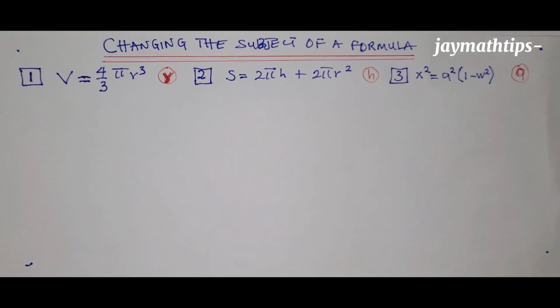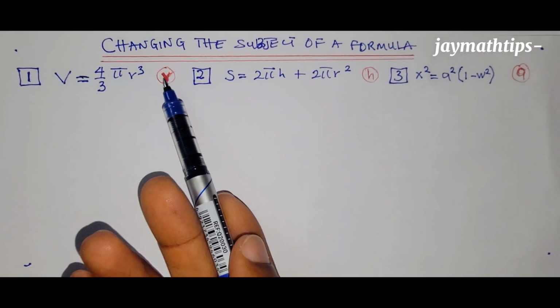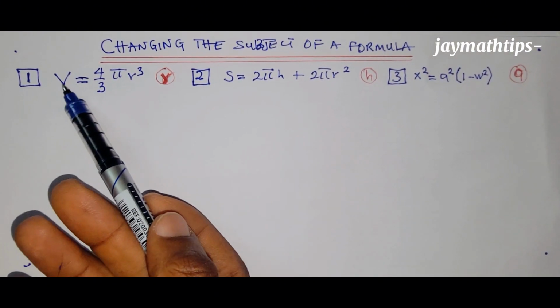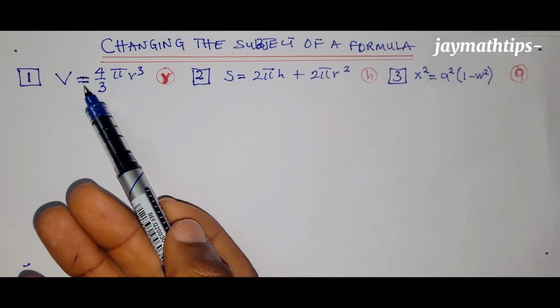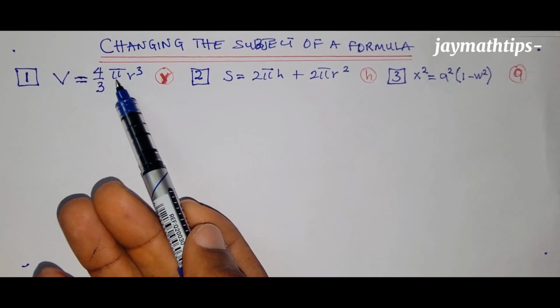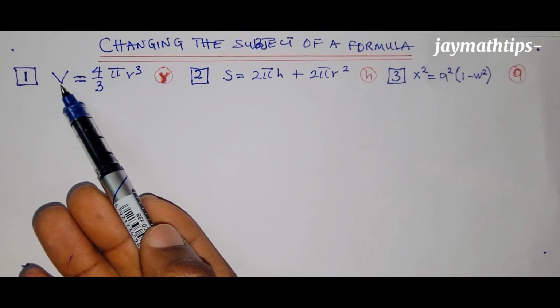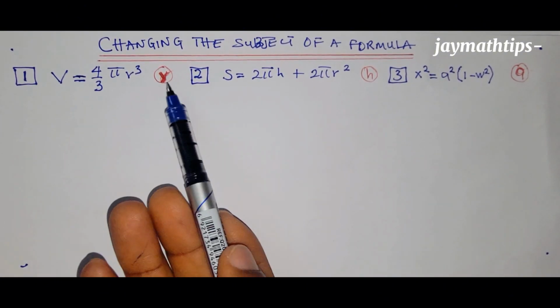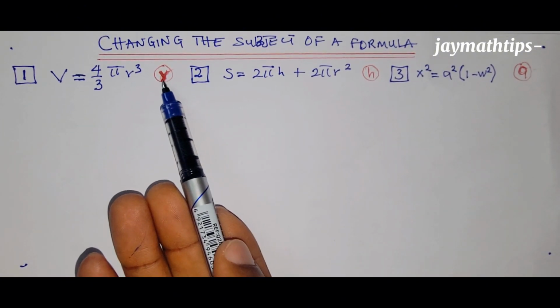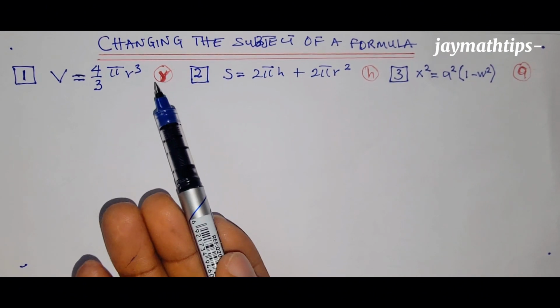So we are asked to make r the subject of formula in V equal to 4 all over 3 pi r cube. Maybe this V is not performing well in his government, so they want to change him to this other guy so that they will know if this guy will perform better.